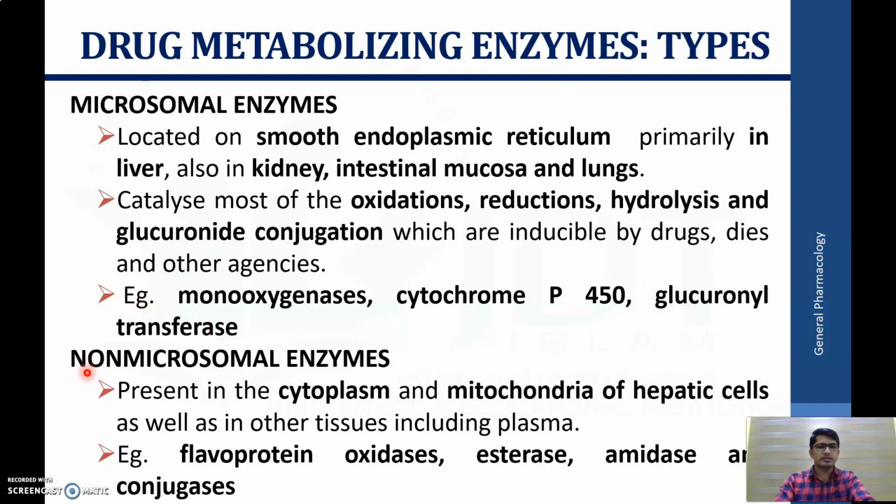Another type of enzyme is the non-microsomal enzyme, which is present in the cytoplasm and mitochondria of hepatic cells as well as other tissues including plasma. Examples are flavoprotein oxidase, esterase, amidase and other conjugases. So these are the different types of metabolizing enzymes present in the body which help in metabolism.